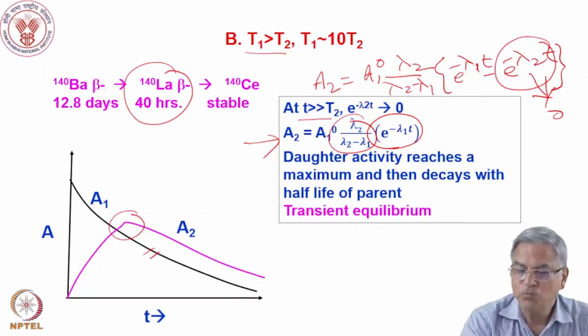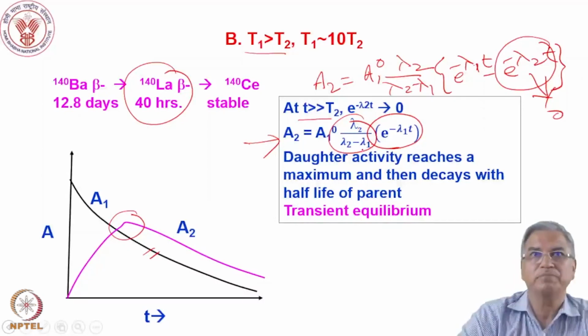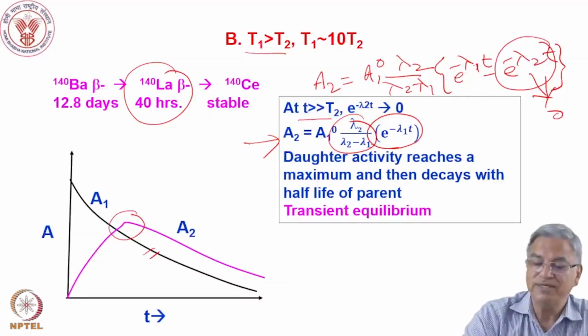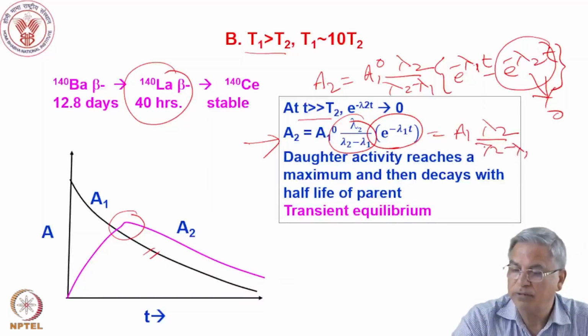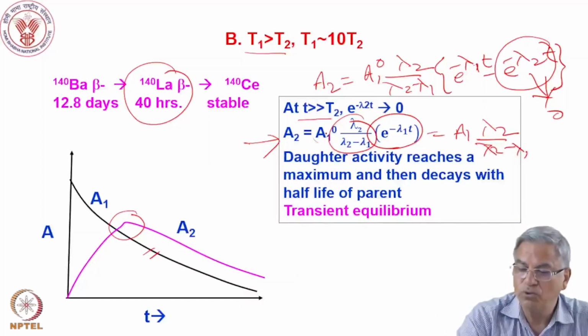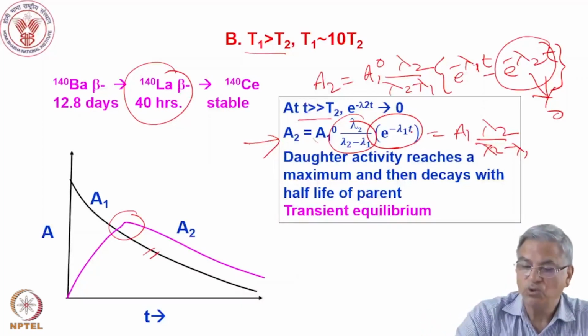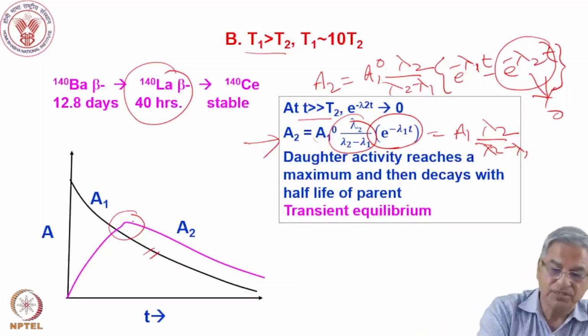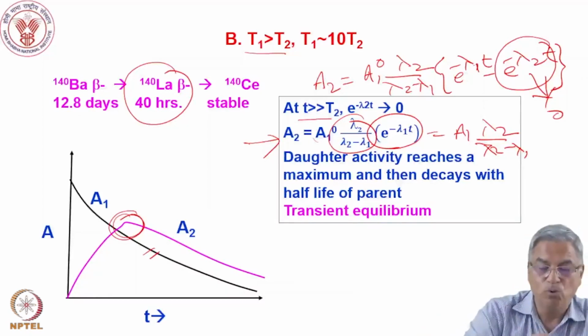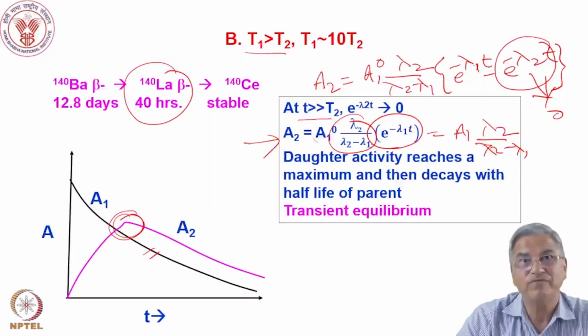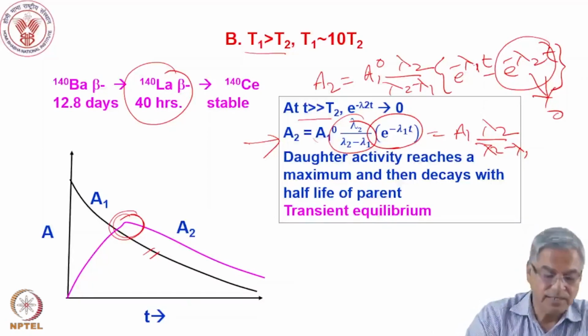The term lambda 2 upon lambda 2 minus lambda 1 will be more than 1. So in that case you can write A2 as A1 times lambda 2 upon lambda 2 minus lambda 1, where A1 means A1(0) e raised to minus lambda 1 t, and so A2 will be more than A1. This is the condition which is meant by this equation. So the activity of the daughter becomes more than that of the parent, and after some time starts decaying with the half-life of the parent. That is what we call the transient equilibrium.